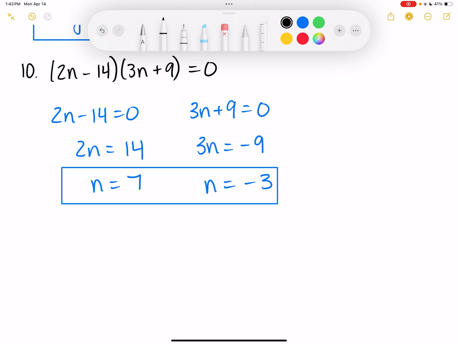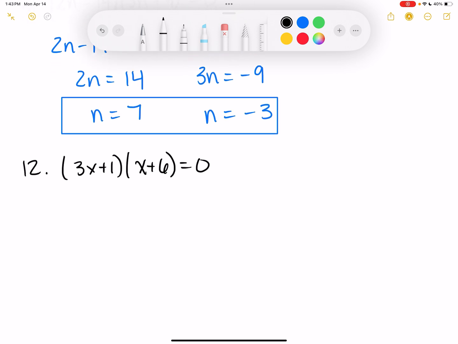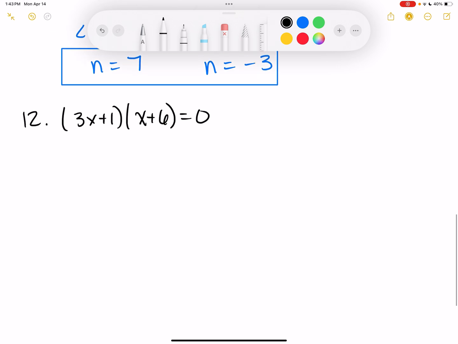Let's see. 12. 3x plus 1 times x plus 6 equals 0. So let's do this. I want y'all to try this one on your own, because I want to save the last one of these to do together. So take a minute and just do this one on your own and see how you do with it.